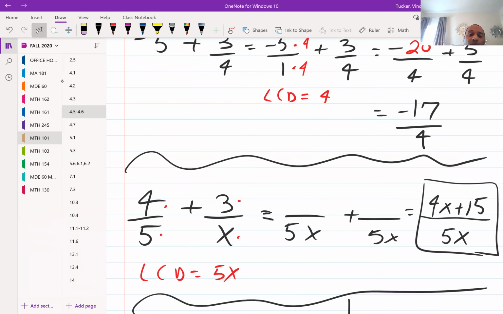All right, so this next one we have 4 over 5 plus 3 over x. Our denominators are 5 and x. Since one of them is a variable, there's nothing else we can do with that, so that common denominator is just going to be 5 times x. I said 5 times 6, but I meant 4 over 5 plus 3 over x. And then the denominator will be 5 times x.